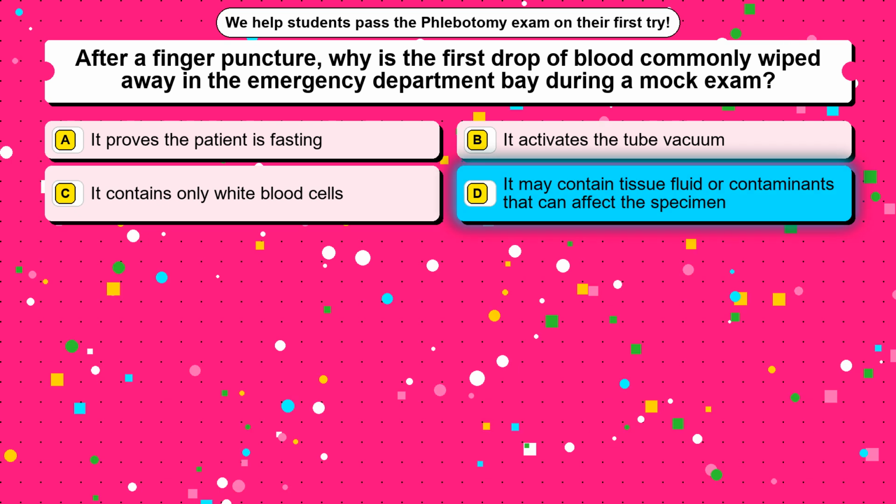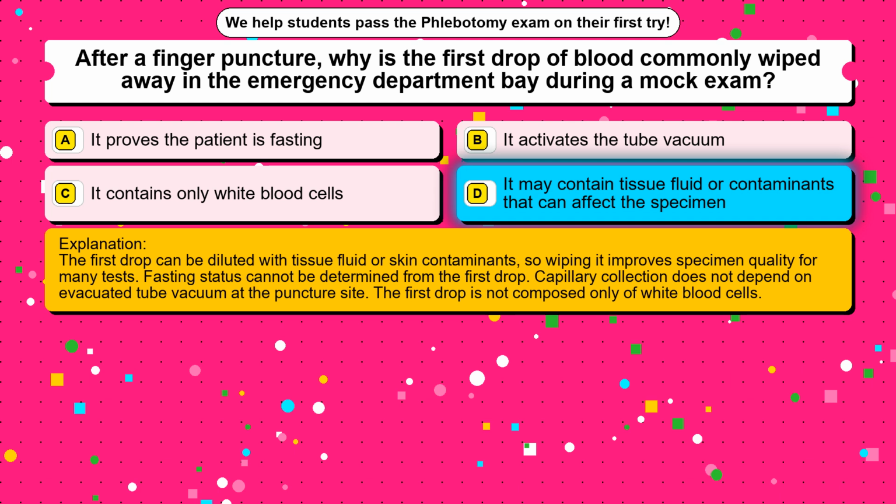The correct answer is option D. It may contain tissue fluid or contaminants that can affect the specimen. The first drop can be diluted with tissue fluid or skin contaminants, so wiping it improves specimen quality for many tests. Fasting status cannot be determined from the first drop. Capillary collection does not depend on evacuated tube vacuum at the puncture site. The first drop is not composed only of white blood cells.